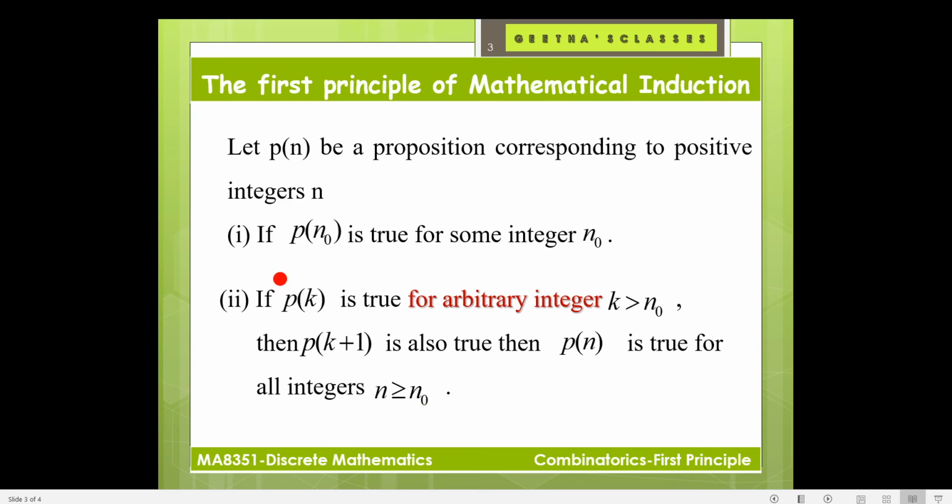So first thing is the basis step. Assumption that p of k is true, that is the inductive step. The inductive step is p of k is true, that is assuming k is true. Then proving k plus 1 is true, finally n is true. These are the steps followed in the principle of mathematical induction. This is our first principle. In the first principle, we are choosing an arbitrary integer k, right?